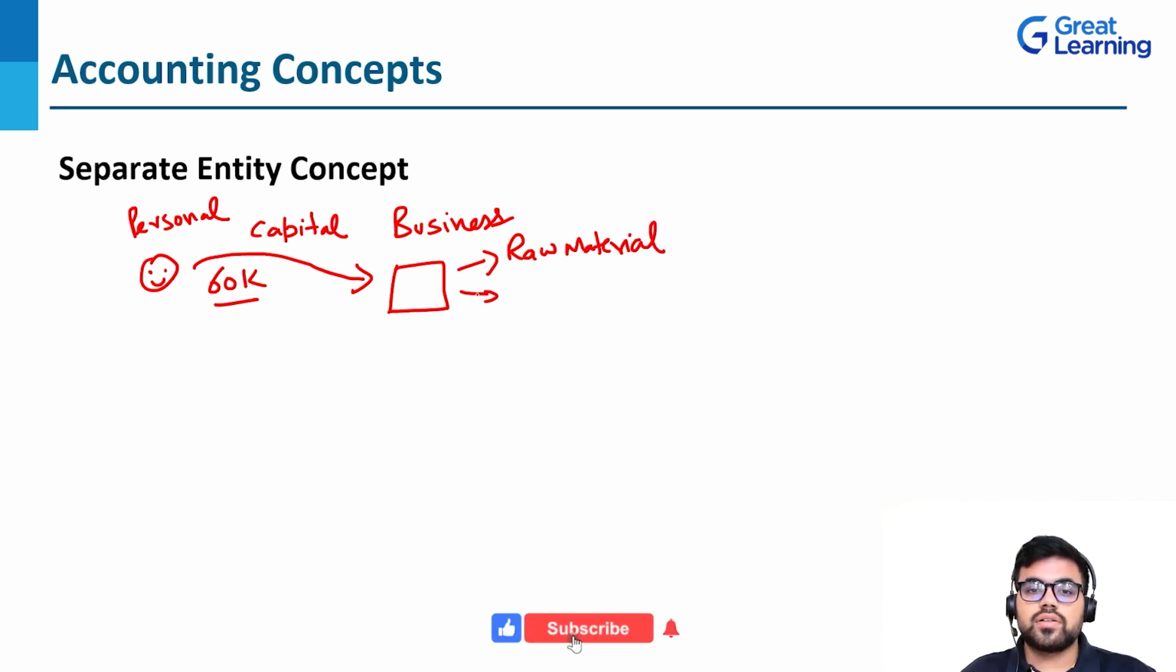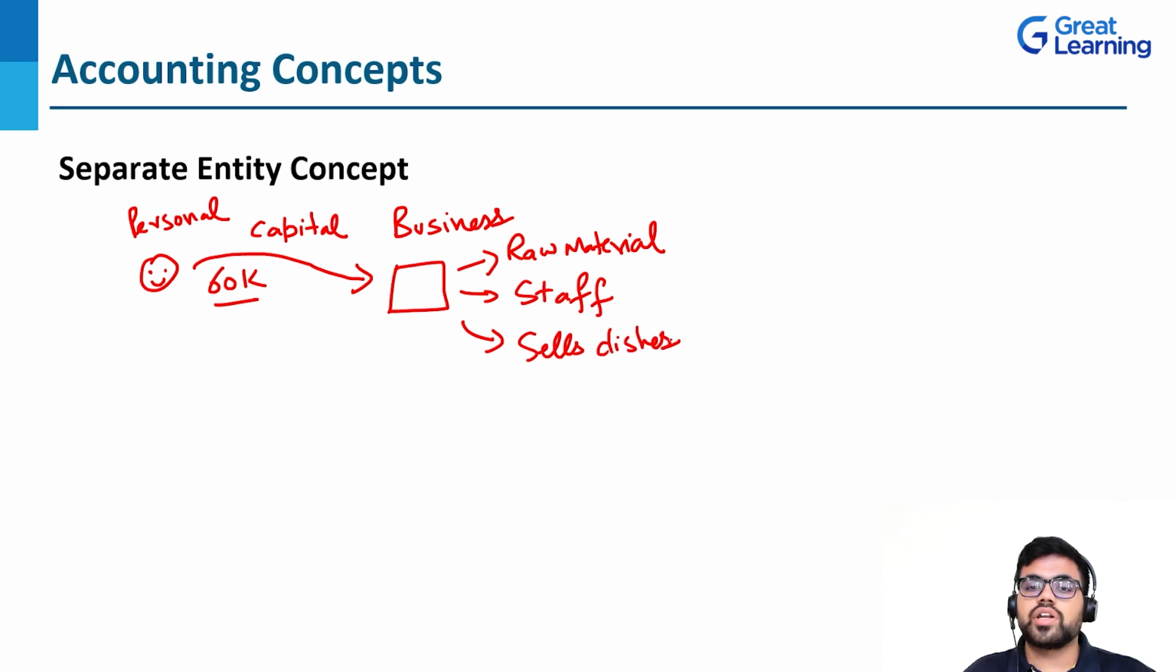It will get some staff. It will give employment. And let's say it then sells dishes to earn revenue, right? So in this case, let's say that the company is profitable. So it will get some profits that will go to the company. Now these profits are owned by the company, but it is a property of me because I am the owner of it. So now this business will transfer its profit to me, right?